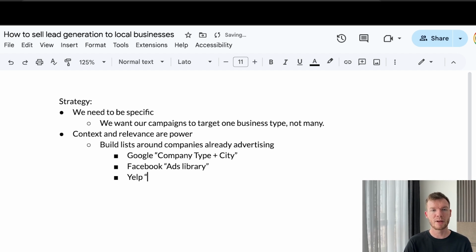Yelp, same thing. We can just look up company type plus city. And on Google, we look at sponsored results. On Yelp, we look at sponsored results. These lists of people are going to perform so much better than lists of people not running ads.